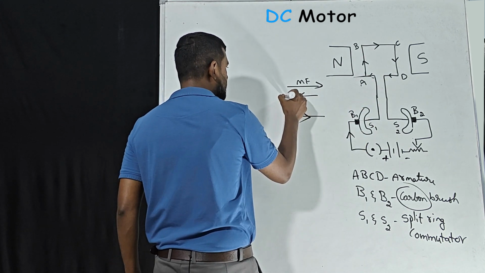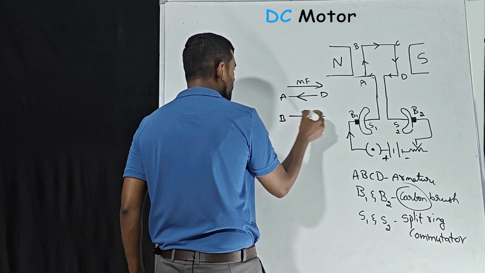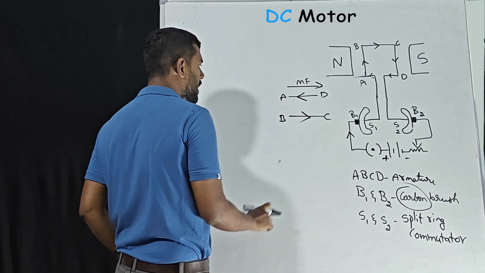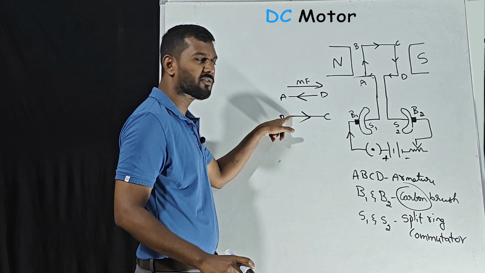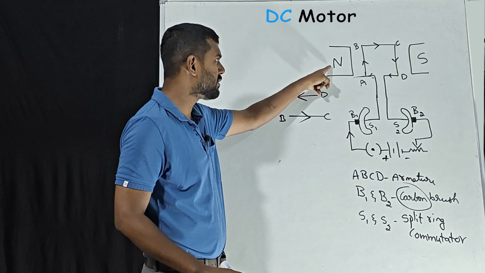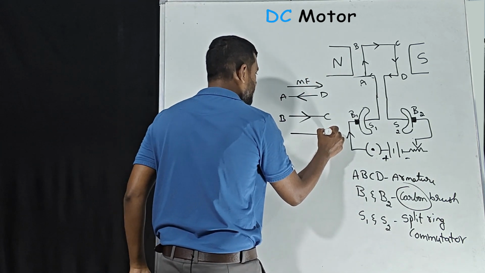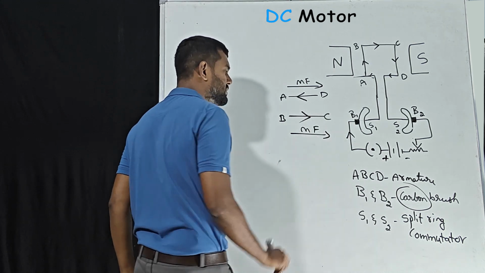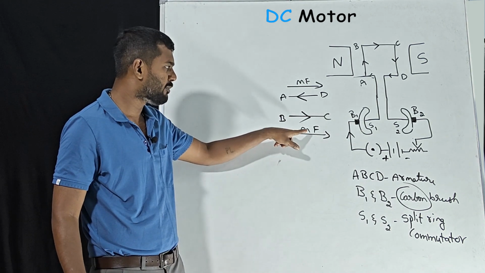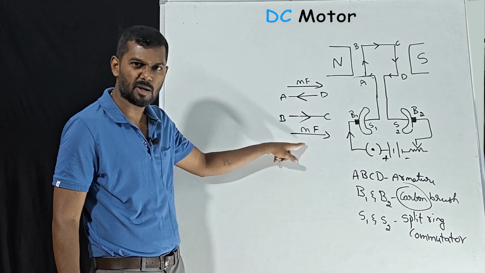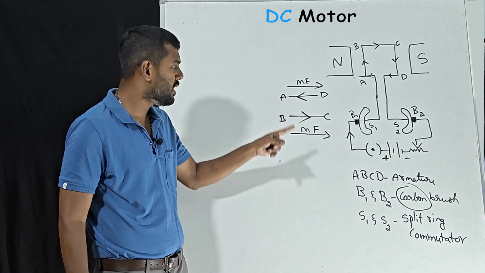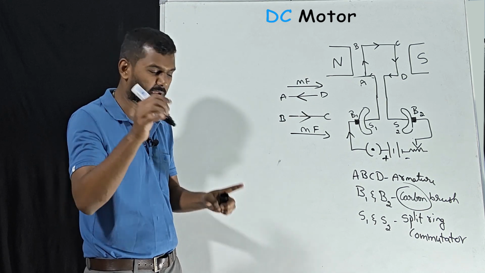Now we'll talk about BC. This is AD, correct? Now we'll talk about BC. In BC, the direction of current is towards right, and the direction of the magnetic field from north to south is also in the same direction. When the direction of magnetic field and the current are in the same direction, no force will be generated. There are two cases.